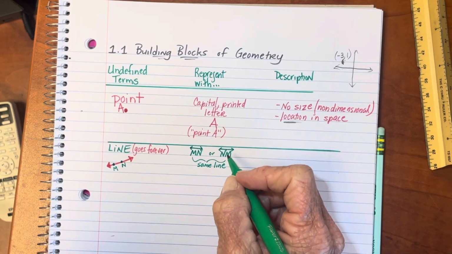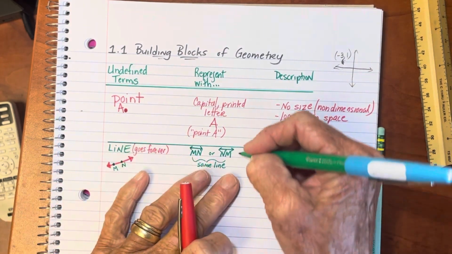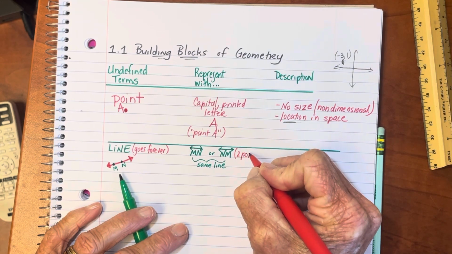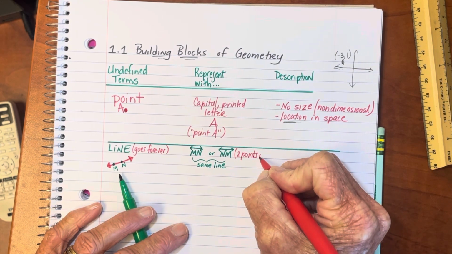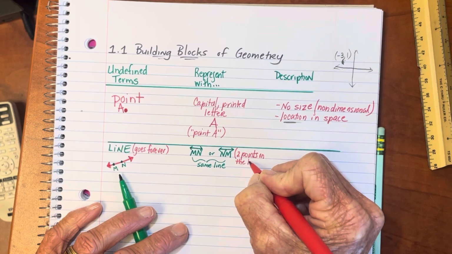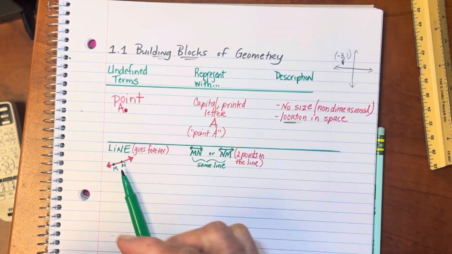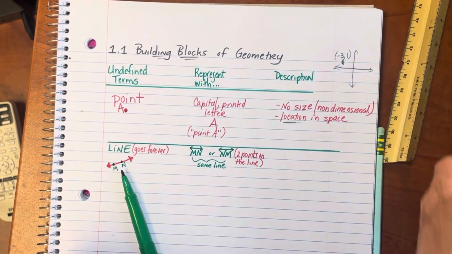Okay, so one way to name a line is with, what do we do there? We use 2 points on the line. I'm trying to keep this all in this middle column here, okay? There's a second way to name a line.